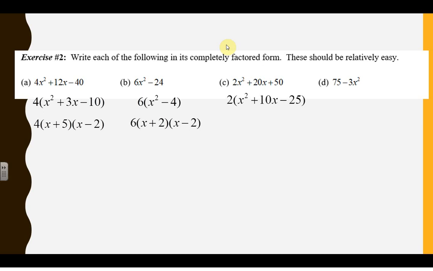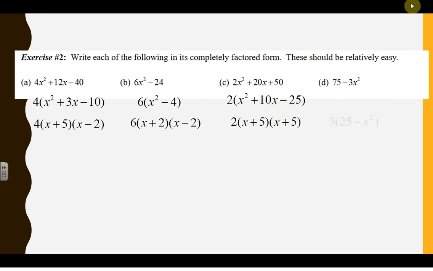GCF. You can take out a 2. Factors of 25 that add to give you 10 are... wait a minute. That should be a positive. That's a typo. Plus. There's no... that should be a plus, and then it's going to be 5 and 5. Yep, that's right. That's a plus right there.